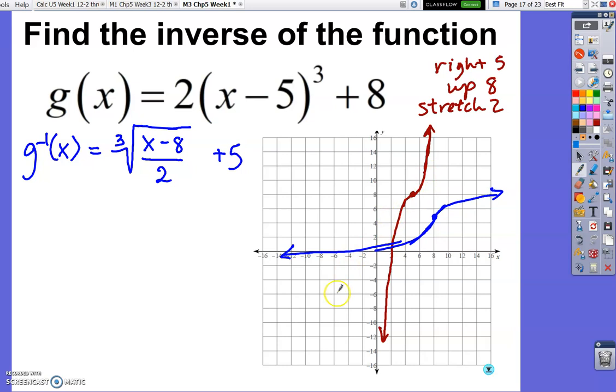We know we'll have done a good job if it's a reflection across the line y equals x. This line, I did not do a good job. At this point is a reflection across, but other than that, I didn't do a good job. So, but that's the basic idea.